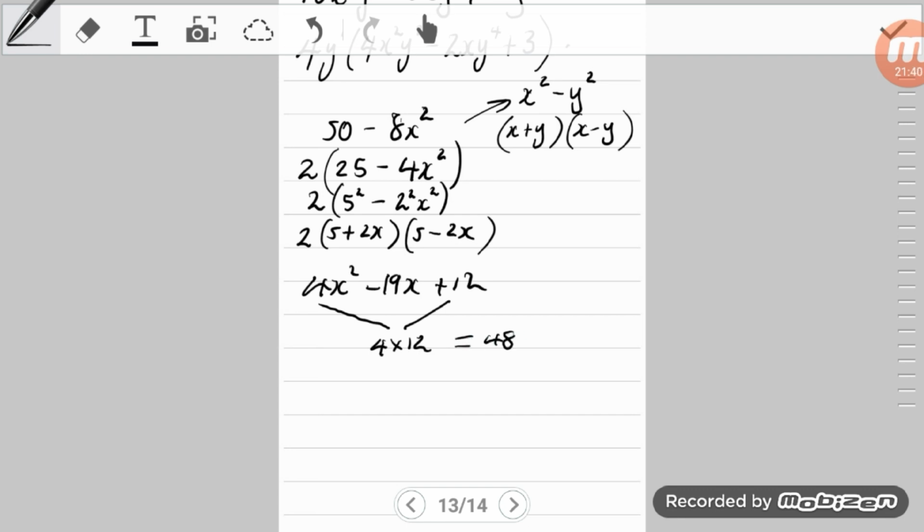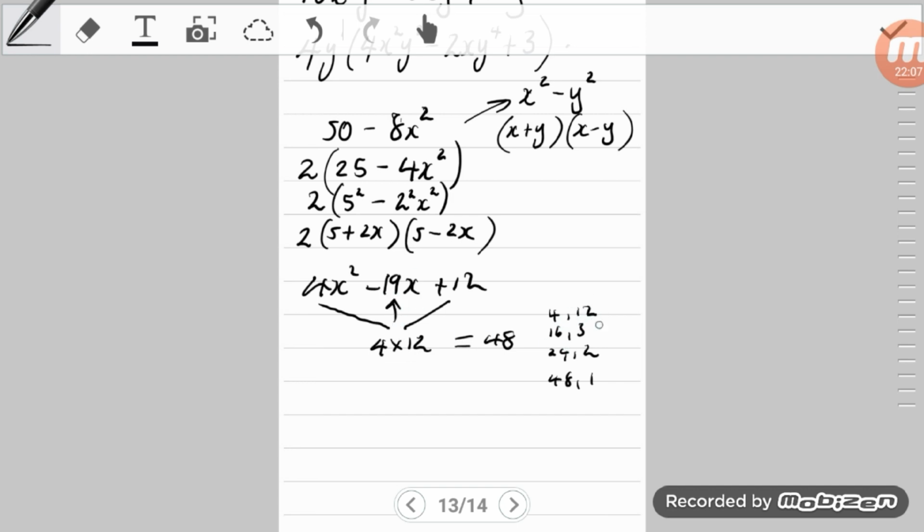All right. And if we break down 48 into a couple of different factors, you'll find that, of course, 4 and 12 is a factor. 16 and 3 is also a factor. 24 and 2 is also a factor. And 48 and 1 is also a factor. But clearly we're looking to get the result of minus 19.